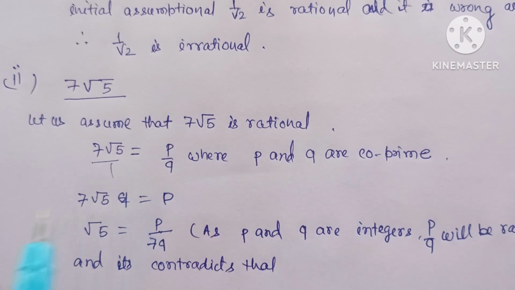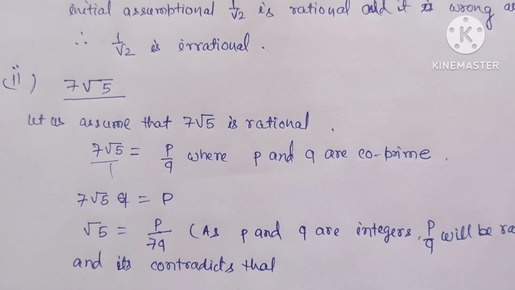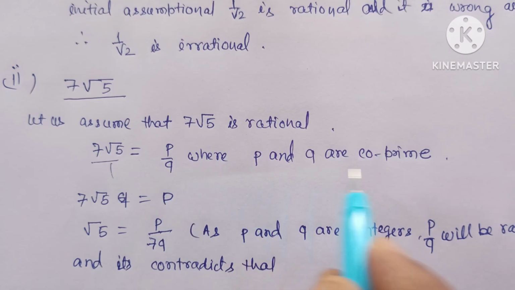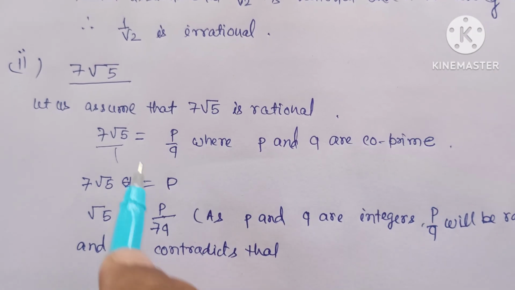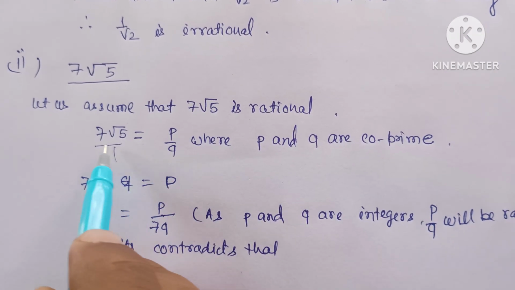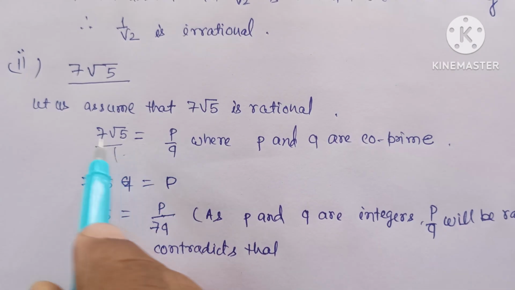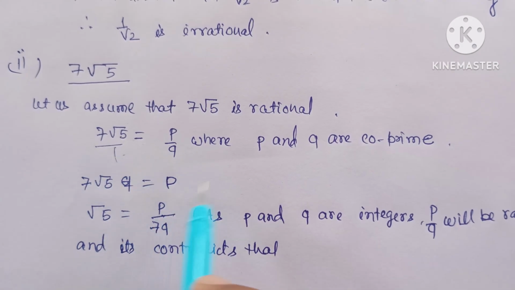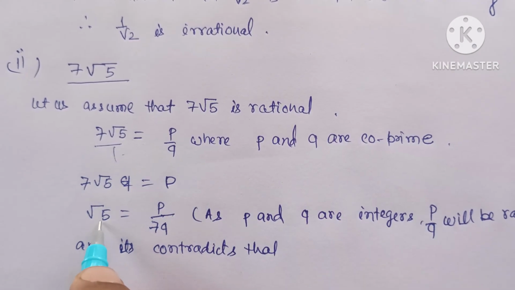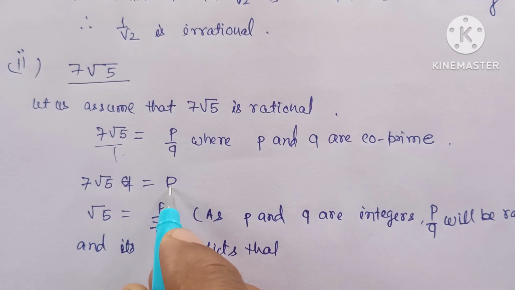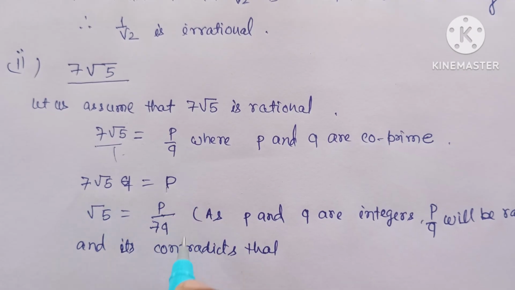Already you know, to prove that something is a rational number, you first write it in the form of p by q. So 7 root 5 is equal to p by q, where p and q are co-prime. Now we do cross multiplication: root 5 into 7q is equal to p, so root 5 is equal to p by 7q.